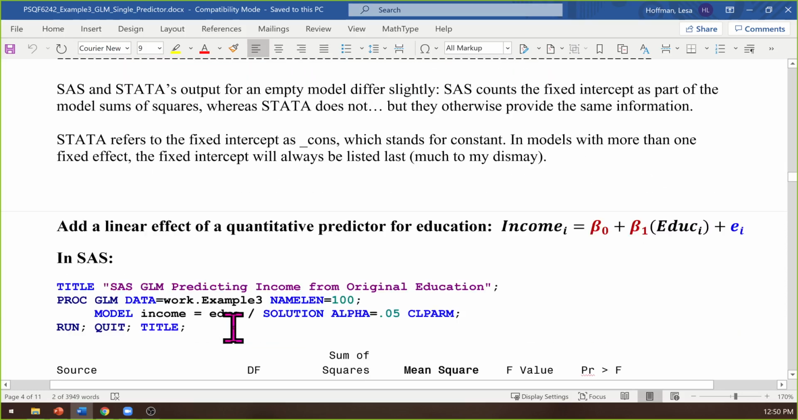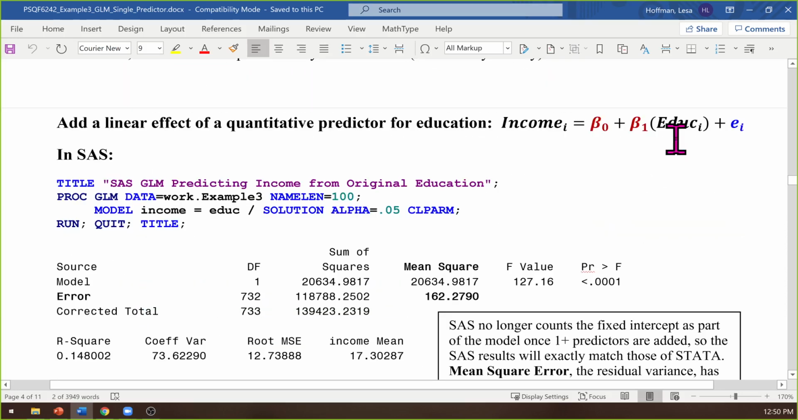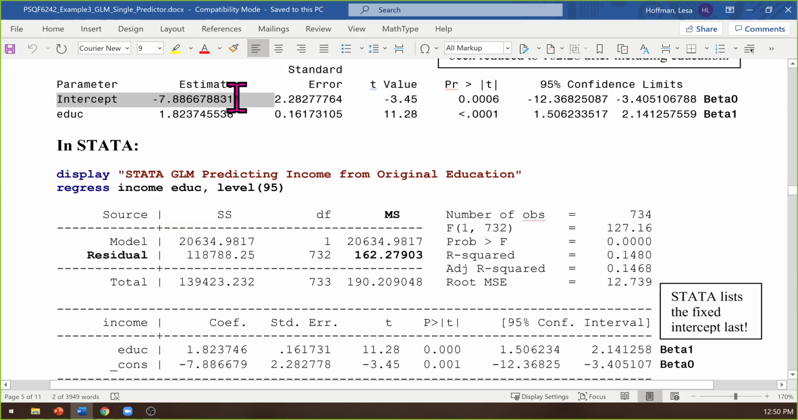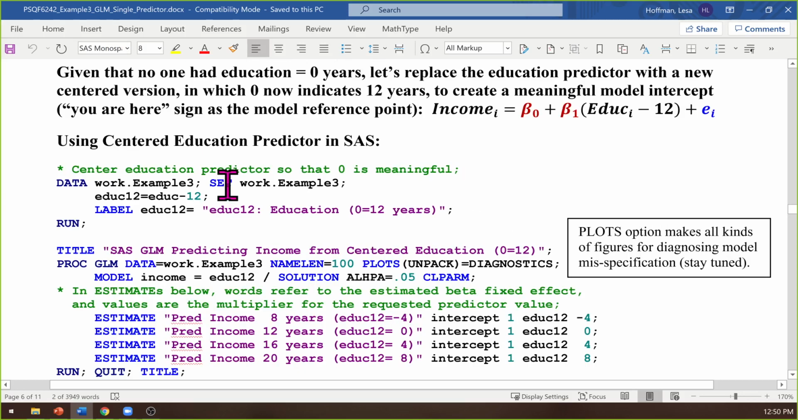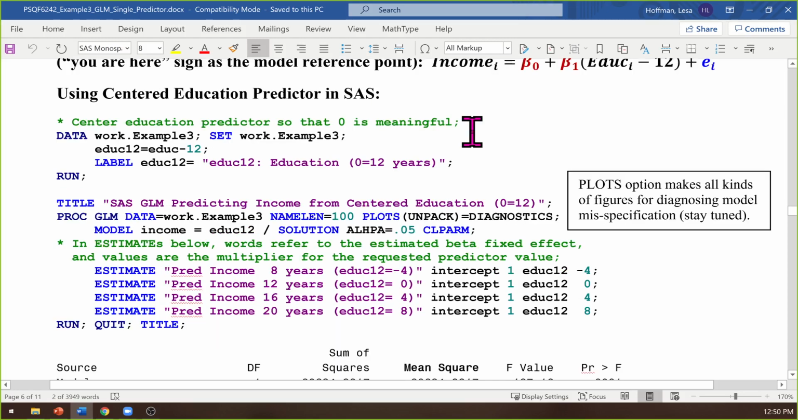And then we looked at adding education, but education wasn't centered, which resulted in an intercept that was out of bounds for what income could possibly be. So then we centered it and looked at the results. So I think this might be a good place to pick up with the rest of the story. So any questions or things you want to talk about more before we dive back in?